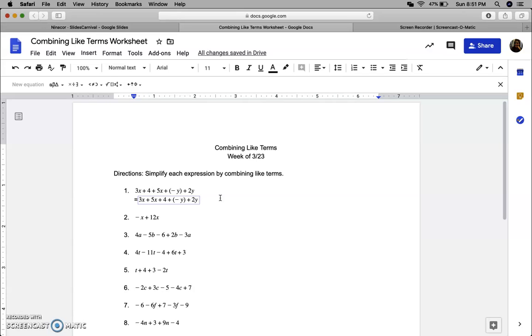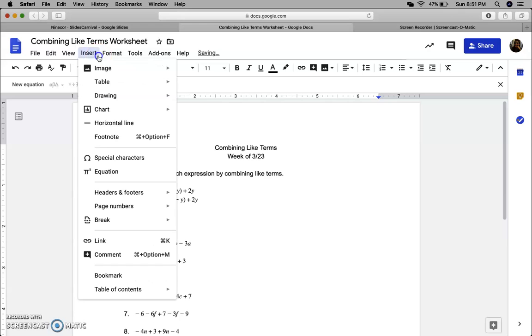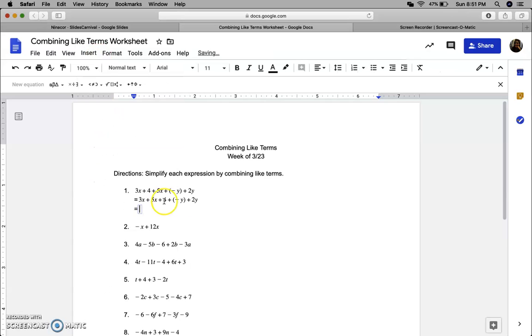I'm still good here. So I want to get out of that equation, hit enter, hit equal sign again, go back to insert equation. And then from here, you want to combine the like terms now. 3x plus 5x, you're just thinking 3 plus 5, that's 8x plus 4. The 4 is by itself. It doesn't have a like term, so we just leave it alone. Still there, so you don't want to forget it. Still want to include it.